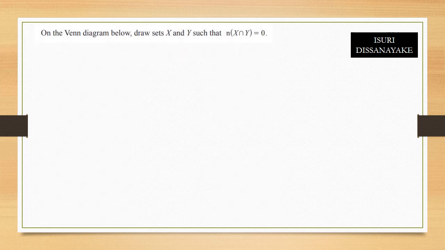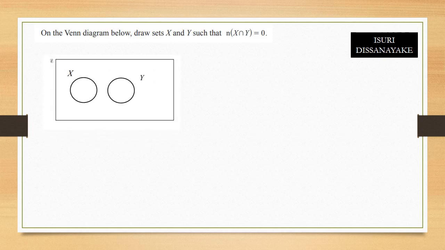On the Venn diagram below, draw set X and Y such that n(X intersection Y) is equal to 0. What does it mean? You can see it clearly says there is no intersection between X and Y. So we have learned about this in our previous presentation. X intersection Y equals 0. That means the sets are disjoint. So it's a null set. So how are we going to draw it? The two sets are not joined. You have to draw it separately.